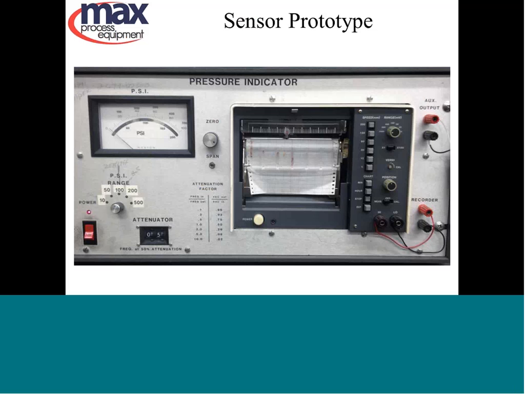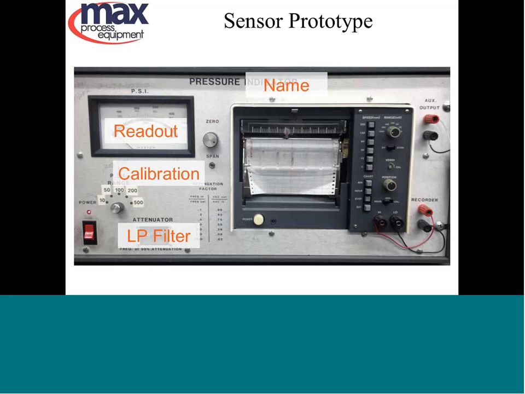So here's my sensor prototype. It's about 25 years old. It's been put to good use. It has features of a readout, a way to calibrate, you see the 0 and span, an adjustable low-pass filter, a name, some engineering units, and a way to provide trending. By the way, this box is still in use, and the current project is to replace it.